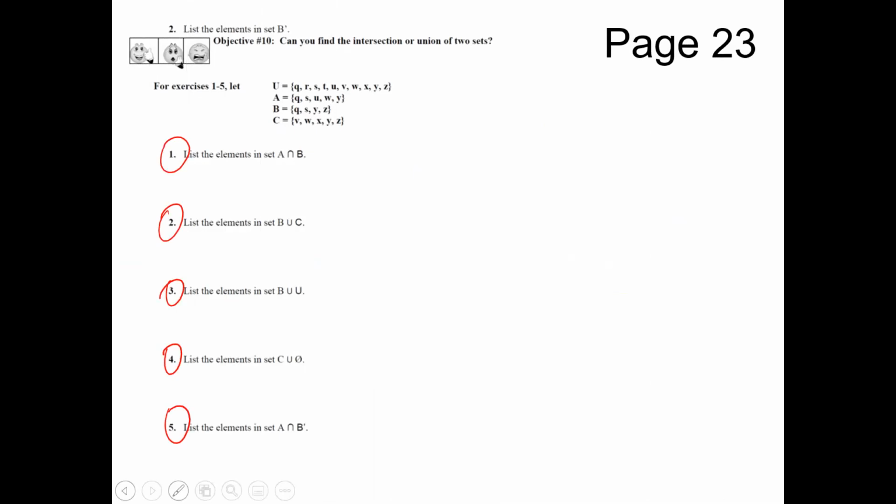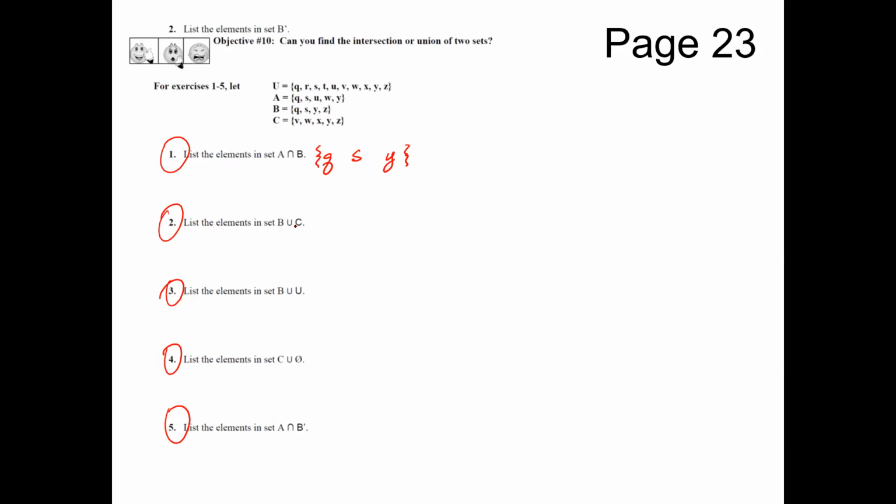Okay, I'm going to go ahead and go over these answers with you guys. So number 1 says list the elements inside A intersection B. So that means we're going to compare A with B to see what they share. They share Q, S, and Y. Q, S, Y. That'll be my answer.